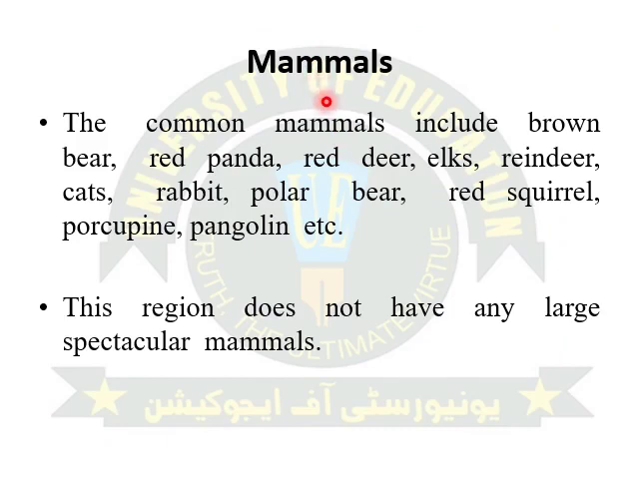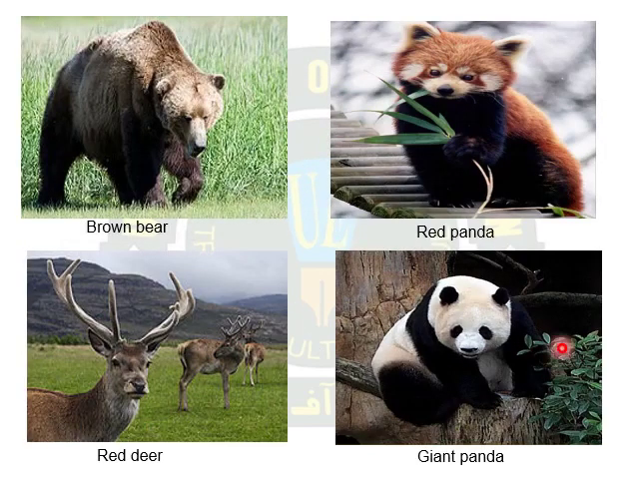The common mammals that are included in Palearctic region are brown bear, red panda, red deer, elks, reindeer, cats, rabbits, polar bears, red squirrels, porcupine, penguin, etc. This region does not have any large spectacular mammal. Here are the pictures of these different mammals that you have studied in the above slide.